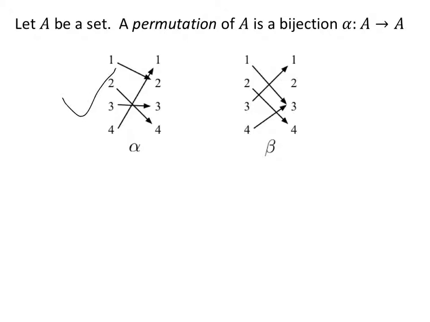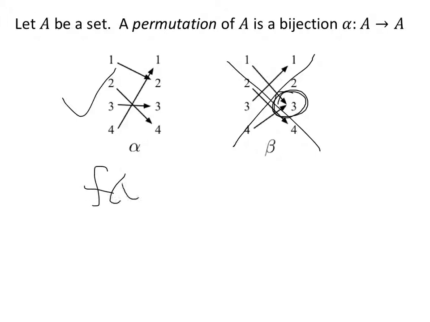Alpha is a permutation. Beta, well, if we look at that, notice that 1 maps to 3, 3 maps to 1, 2 maps to 4, and suddenly we have a little problem here. 4 also maps to 3. So right there we have two elements that map to the number 3, which means that beta is not a bijection.